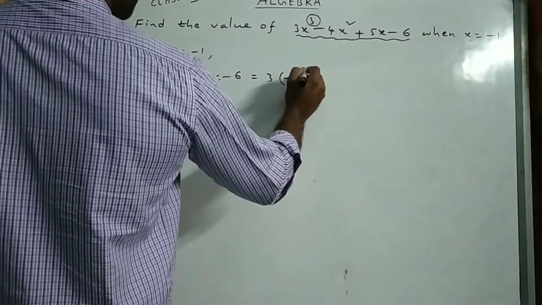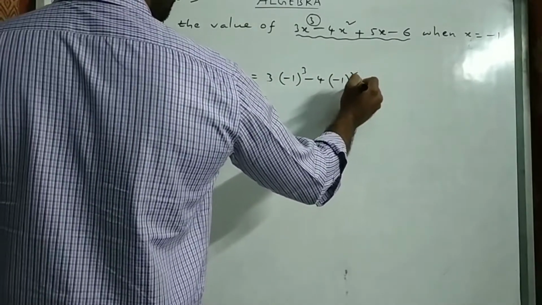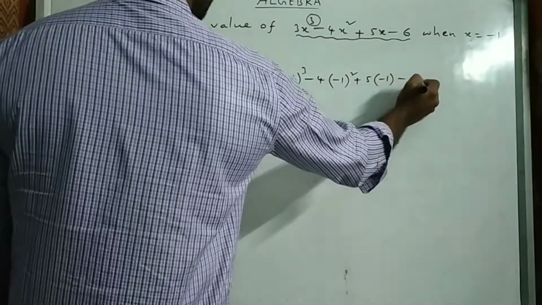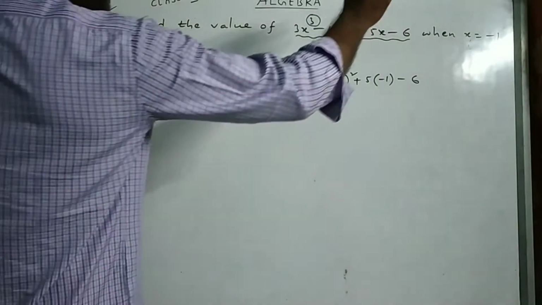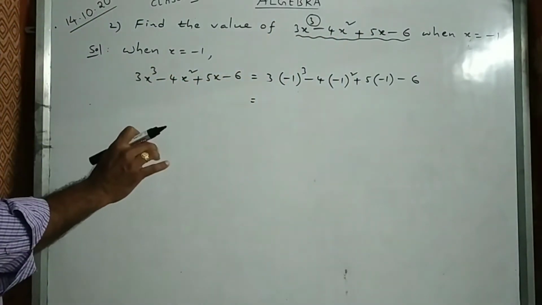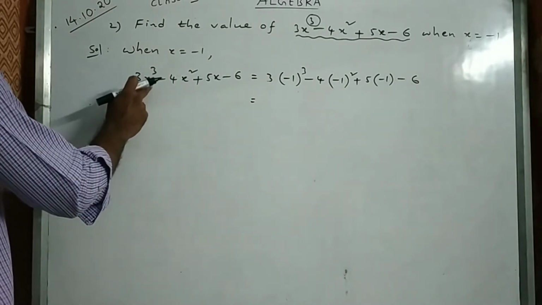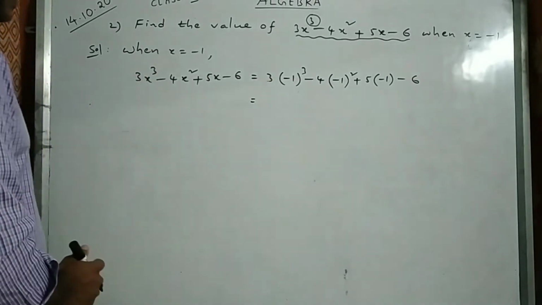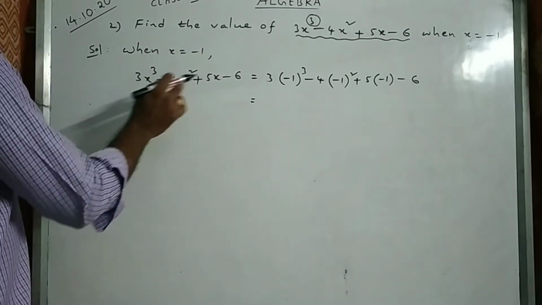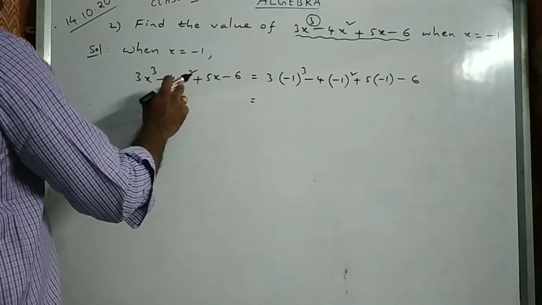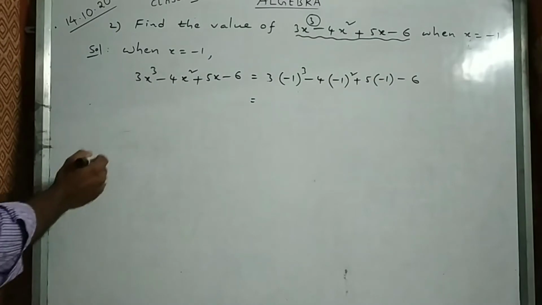So 3 into minus 1 whole cube, minus 4 into minus 1 whole square plus 5 into minus 1 minus 6. Is that clear? So what did I do here? I substituted the value of x equal to minus 1 in this cubic expression. Okay. So in the place of x, replace minus 1. So what do you get here? 3 into x means minus 1. So minus 1 whole cube. X square, minus 1 whole square. So 5 into minus 1 minus 6.